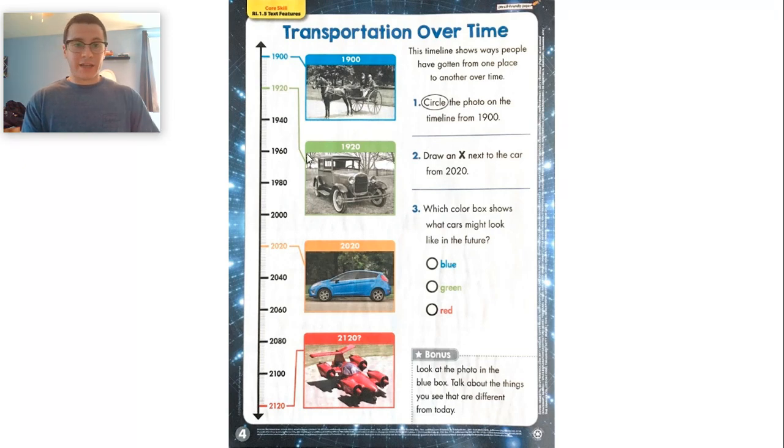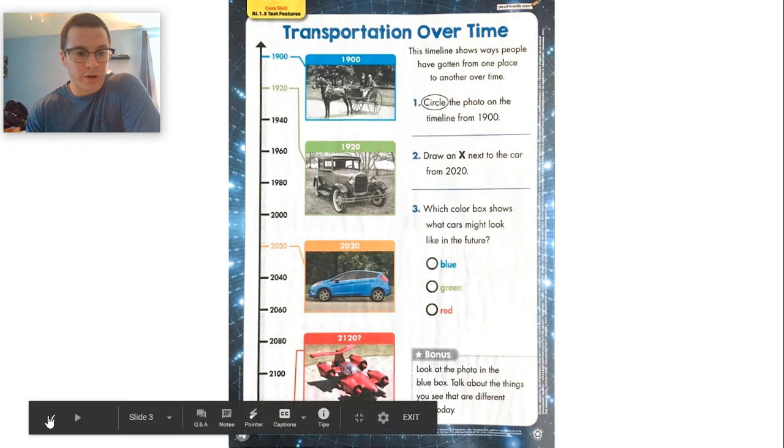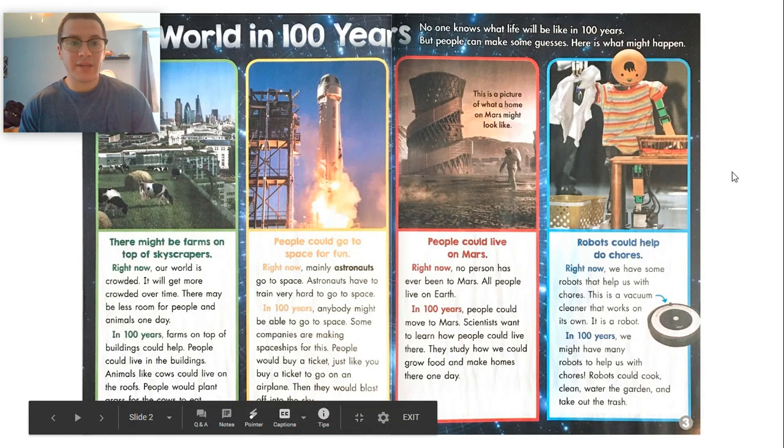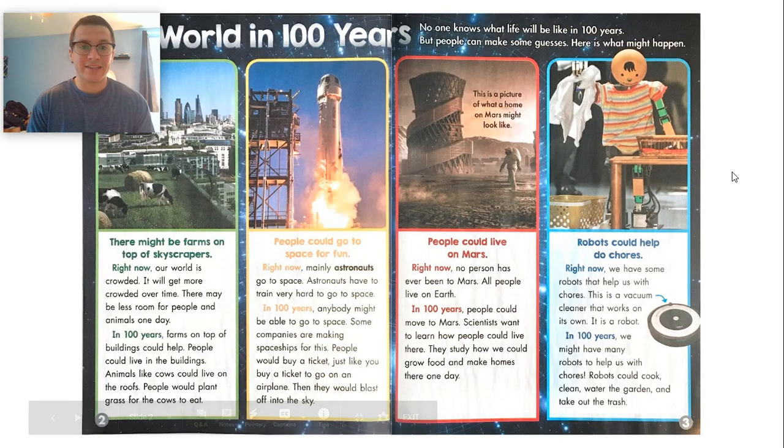All right, my friends, now that we've read this whole article and we've answered some questions about it, we're going to go back to the middle of the article so that we can answer the exit ticket. The exit ticket is asking you, how might the world change in 100 years? And you need to write down 4 ways that the world might change in 100 years and say how those changes are different from what is going on in the world right now.